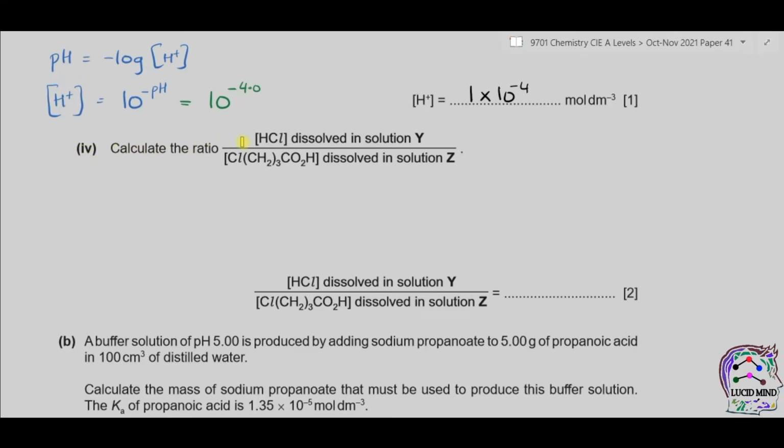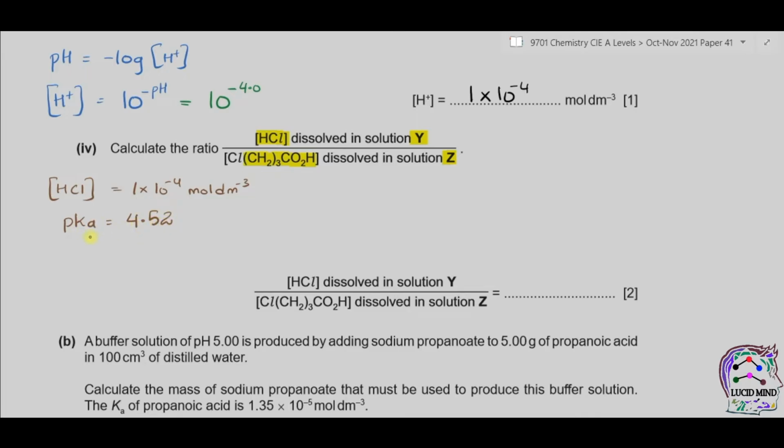Part 4. Calculate the ratio. We have the concentration of HCl dissolved in solution Y divided by the concentration of acid dissolved in solution Z. In the question we can see we have the H plus ion concentration, which is actually the concentration of HCl. So this is given. Concentration of HCl equals 1 exponential minus 4 mole per decimeter cube. Now we need to find the concentration of this acid. In the question they have given the pKa value of the acid, which is 4.52.